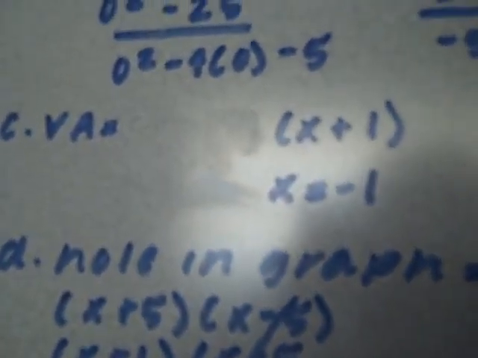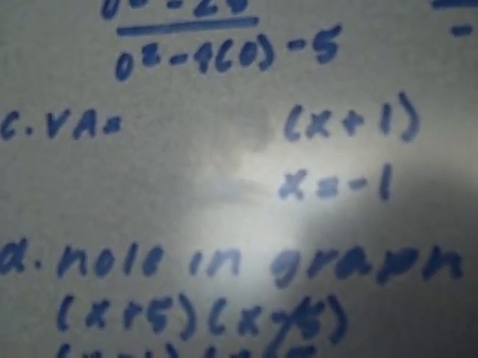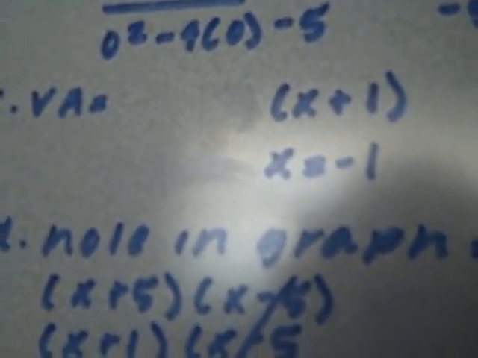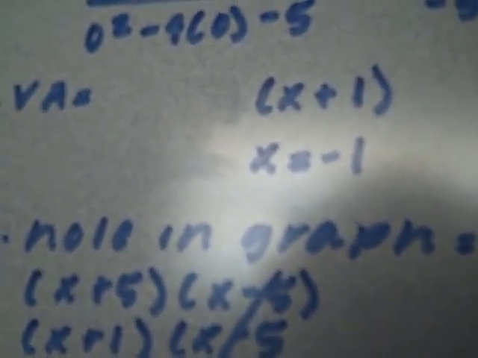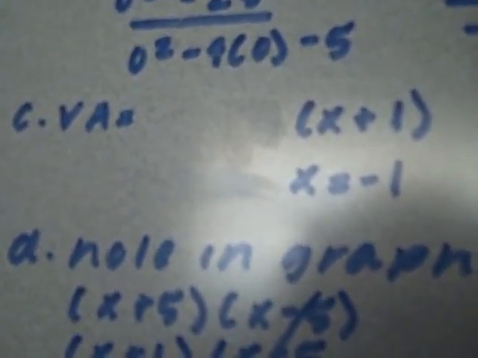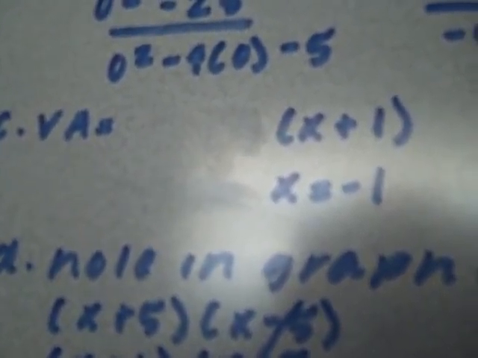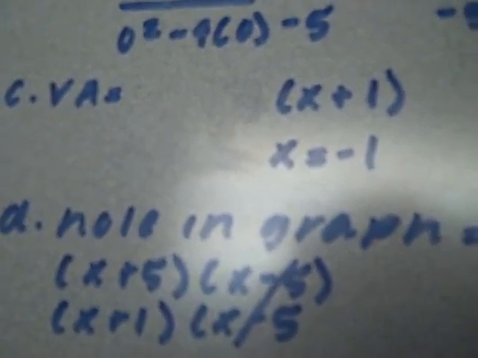And then for C, we're looking for the vertical asymptote, and the vertical asymptote is x equals -1, and that's because you can't have 0 in the denominator of the graph, that's where it's undefined, and the denominator is 0 when x is -1.